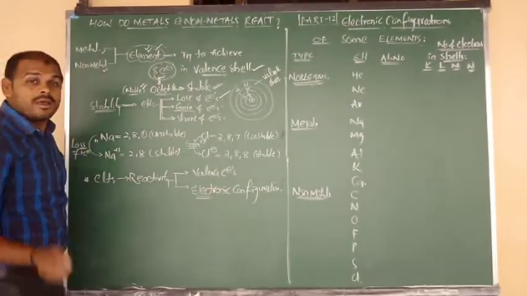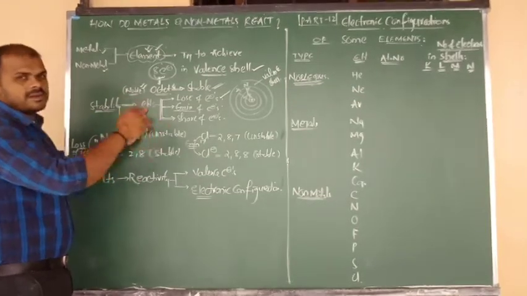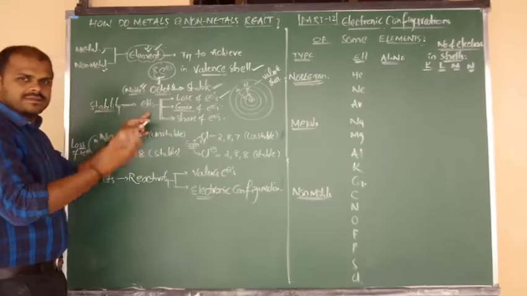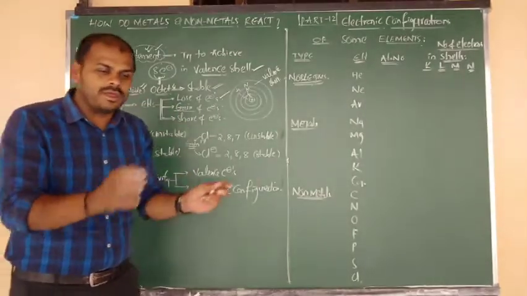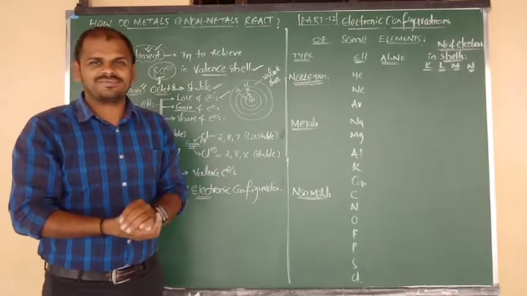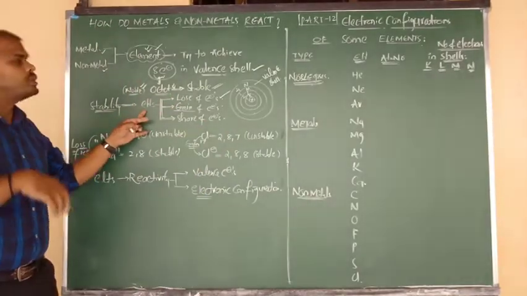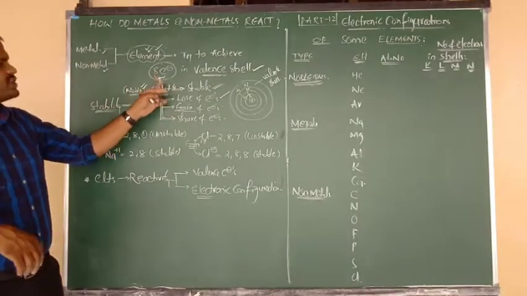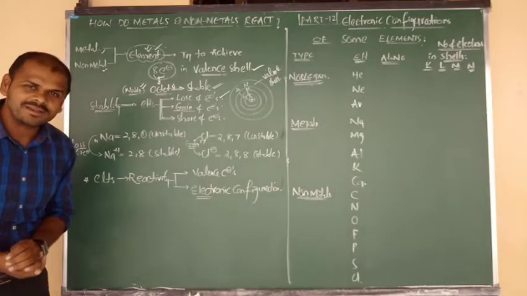shell. For that purpose, to get stability, elements sometimes lose electrons, sometimes gain electrons, and sometimes share electrons. By using any one concept, elements attain a stable configuration, nothing but the 8 electron configuration. Understood, beta? Good.